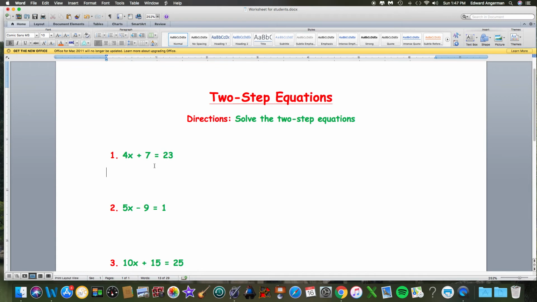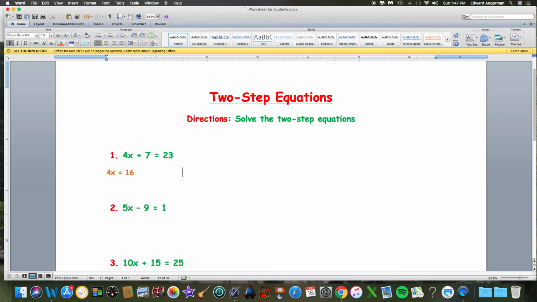So for the first one, it is 4x plus 7 equals 23. So remember the scale. To do this, you have to subtract 7 from both sides to start. If you subtract from one side, you have to subtract from the other side. So when you subtract 7 from the left side, you also do it on the right side. On the left side, the 7's cancel out, and on the right side, 23 minus 7 equals 16, which leaves you with 4x equals 16.